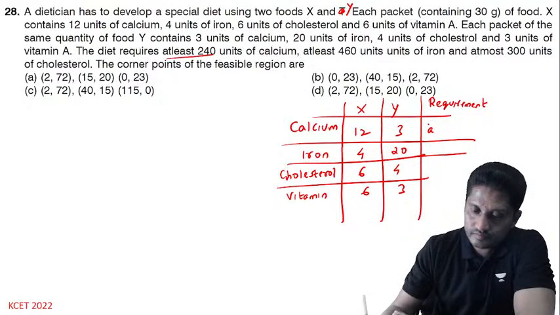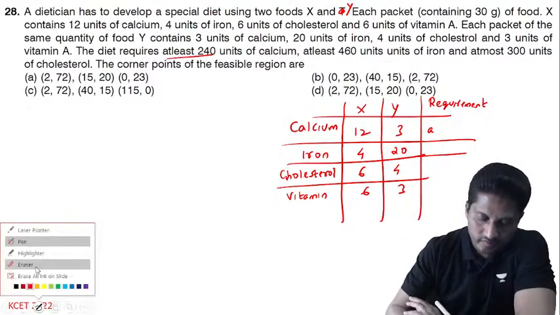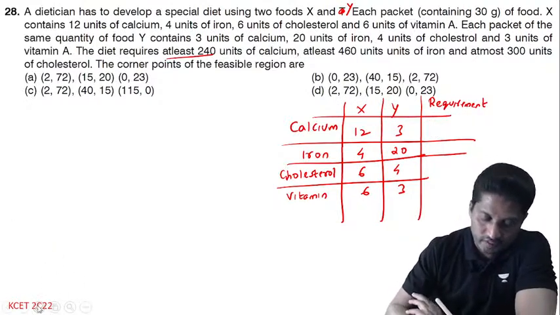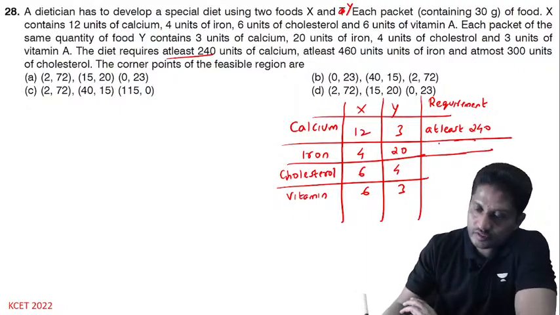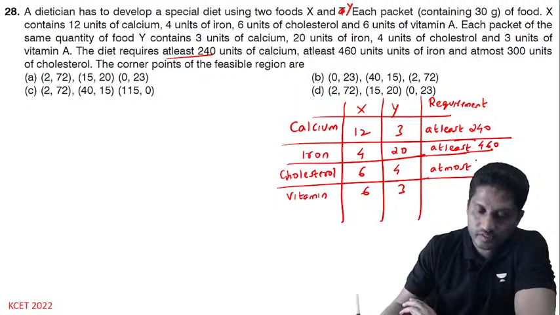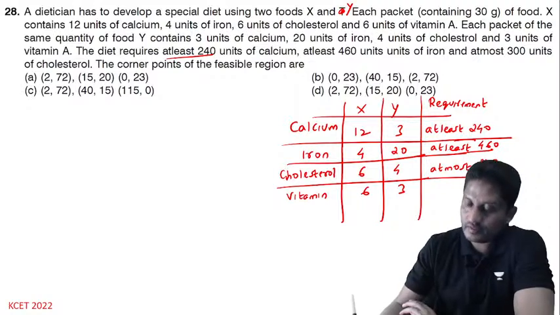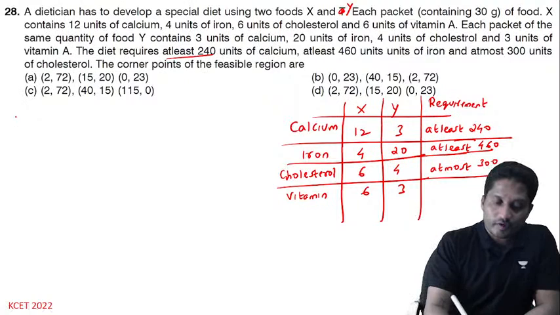At least 240 units of calcium, at least 460 units of iron, and at most, maximum, 300 units of cholesterol, at most 300. So this means that x should be positive and y should be positive.